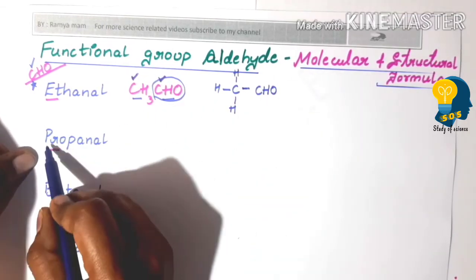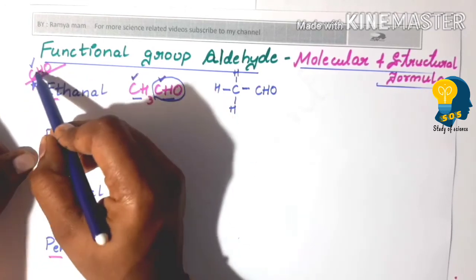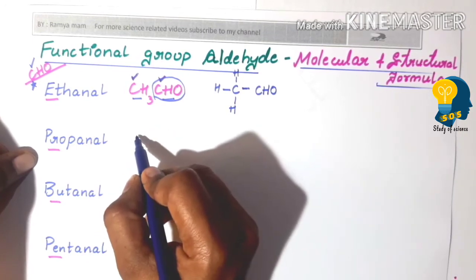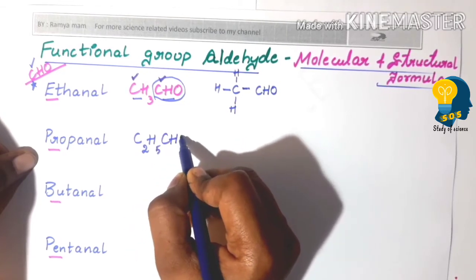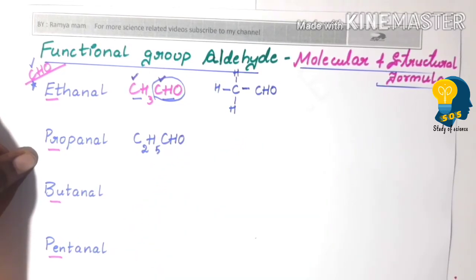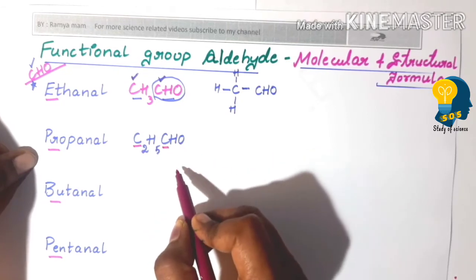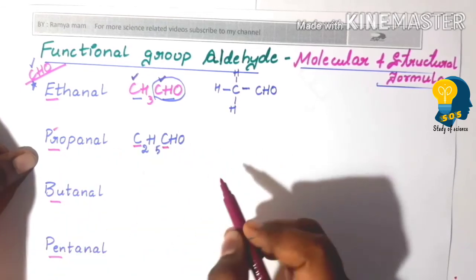Now prop means 3. Totally 3 carbon atoms. Out of 3 carbon atoms, 1 carbon atom is in the functional group itself, that is in the suffix CHO. So the molecular formula for propanal is C2H5CHO. Let us now write the structural formula by looking at the molecular formula. C2 plus C is C3. So we have already got the prop, C3 means prop.